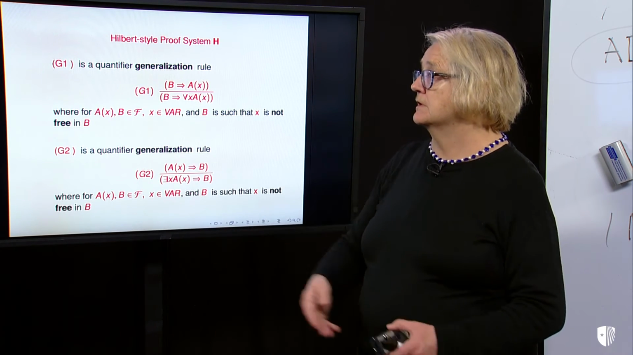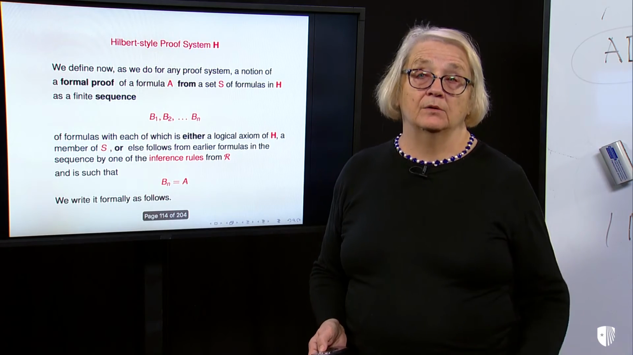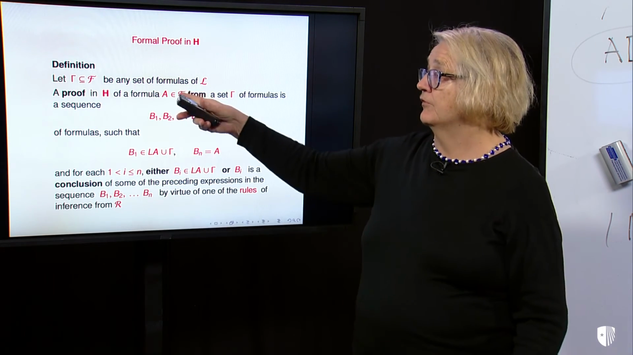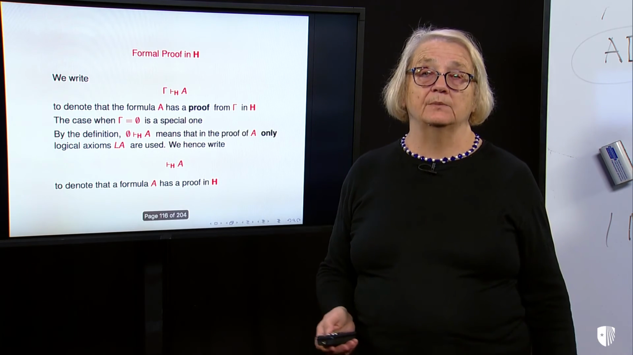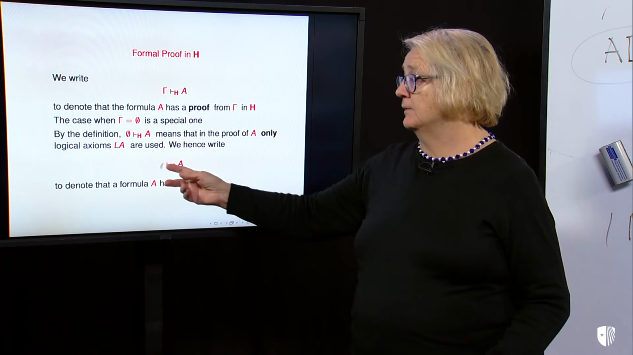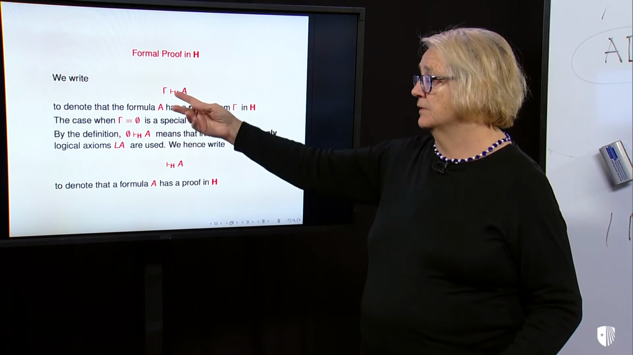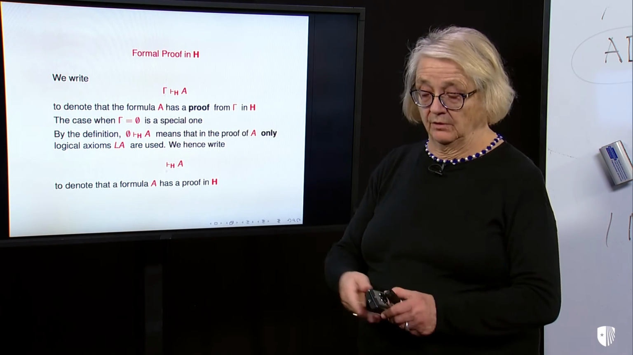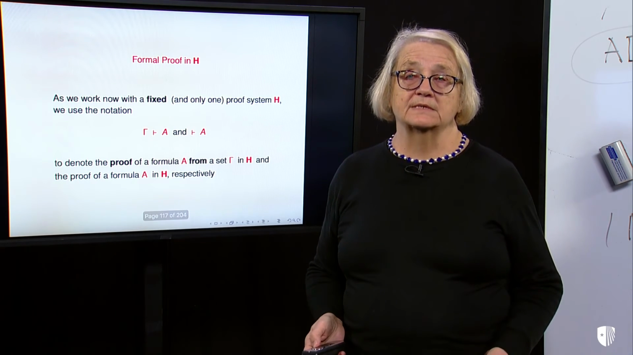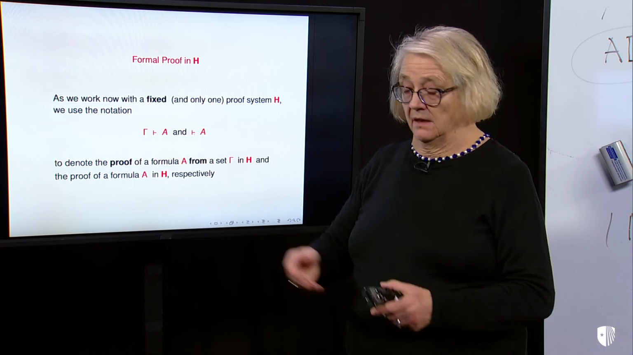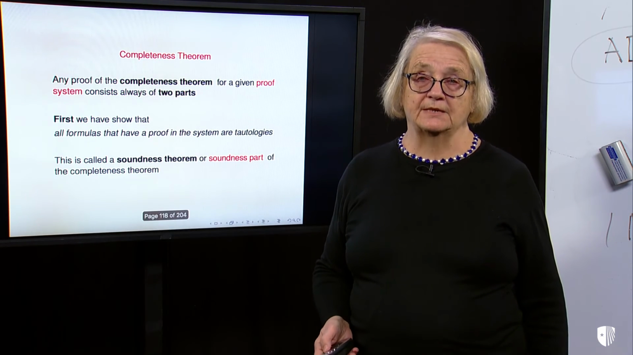There are two generalization rules, G1 and G2. And you can see then that you have a formal proof from hypotheses, as we had before. We write Hilbert proof of A: A has a proof in this system. In particular, if gamma is empty, you have that. And because we have fixed the proof system, we just write it without specifying which system.